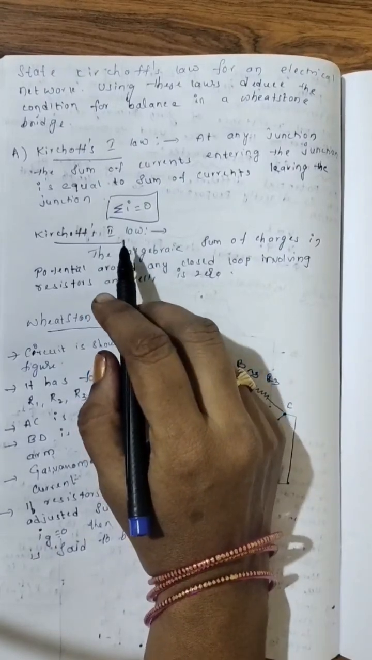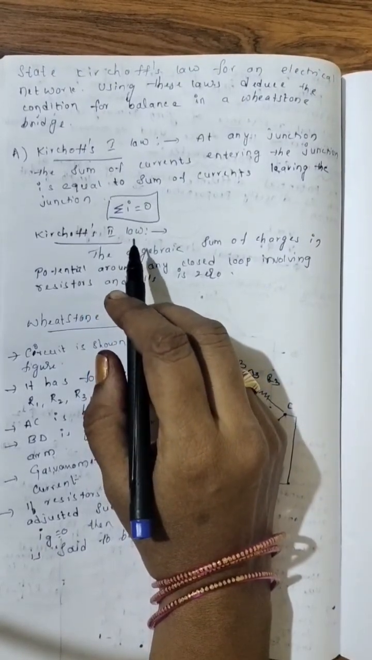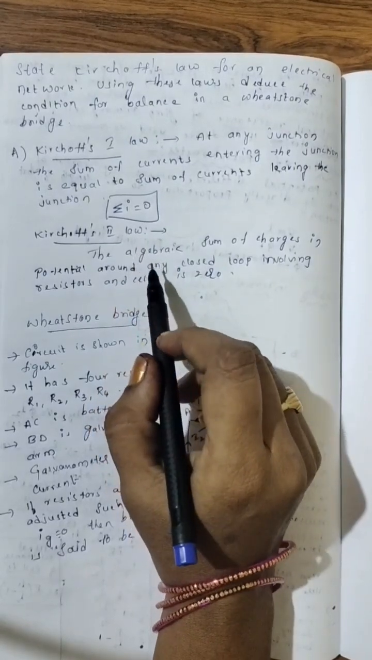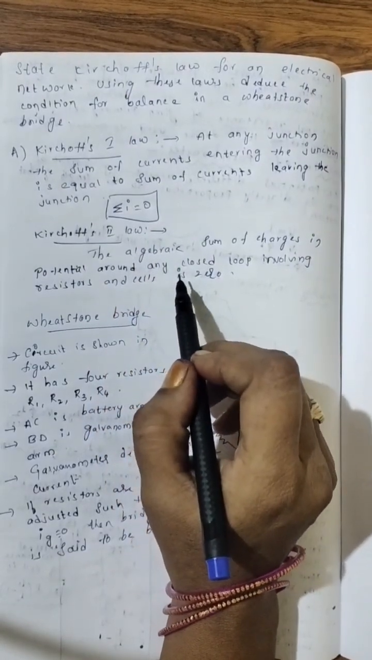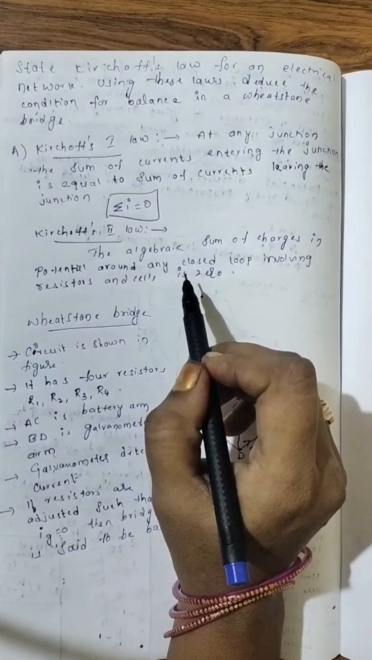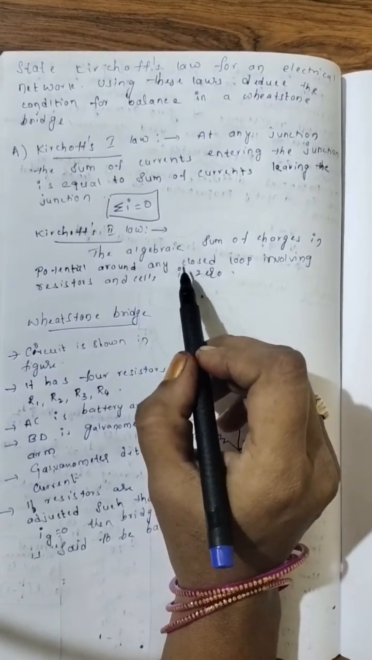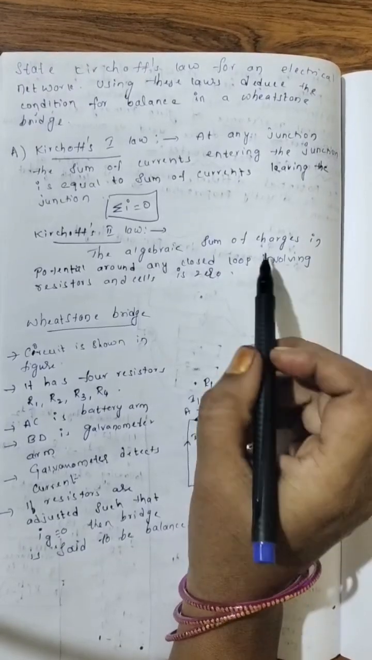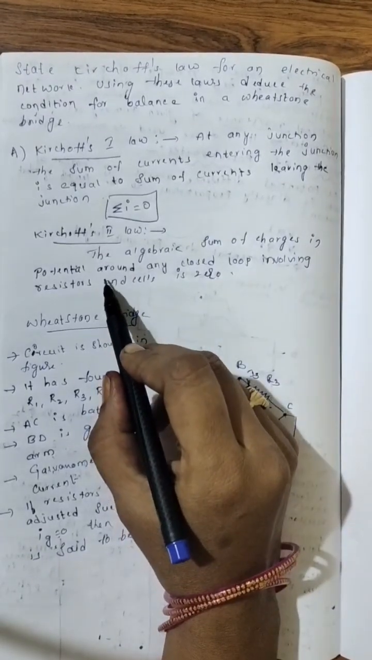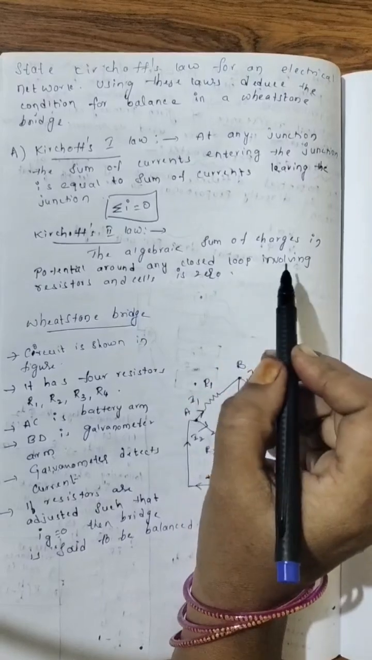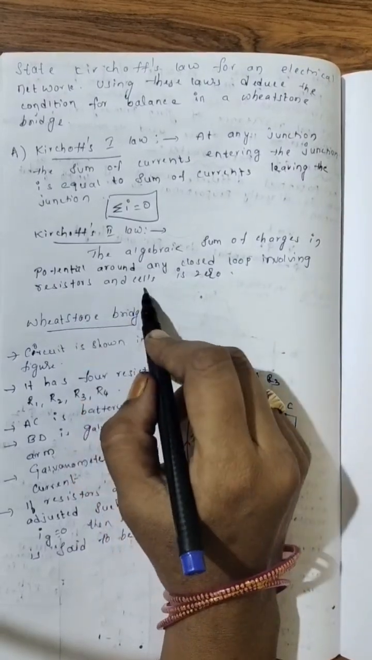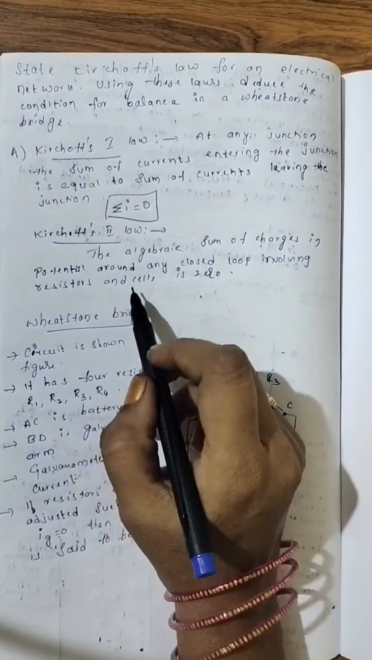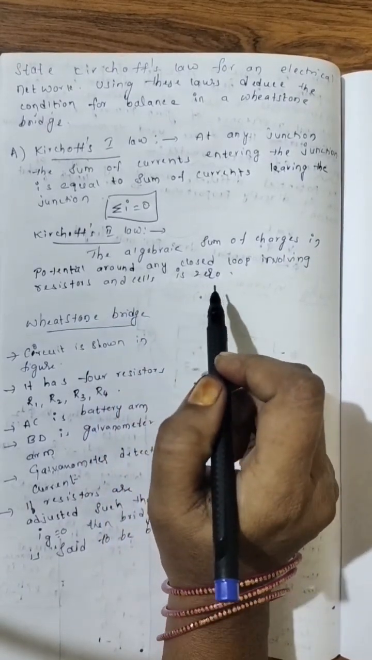Next, Kirchhoff's second law. We also call it Kirchhoff voltage law or loop law. It says that the potential differences across all the elements of the loop will be 0, or the algebraic sum of changes in potential around any closed loop involving the resistors and cells is 0. Here I said elements, what elements? Resistors and cells.